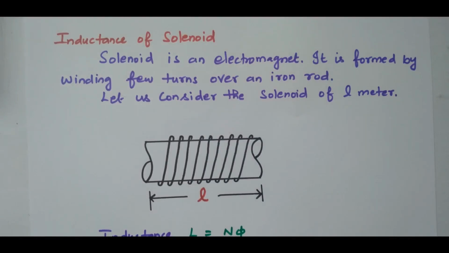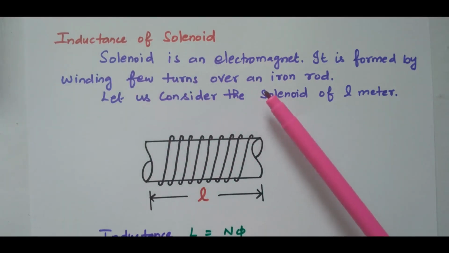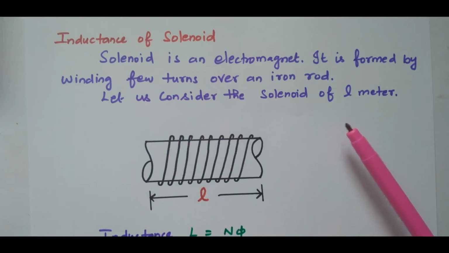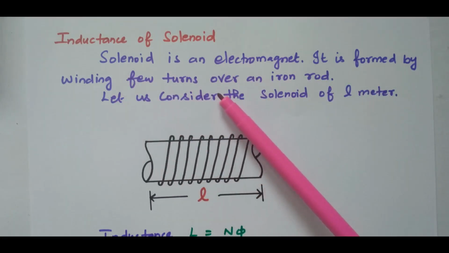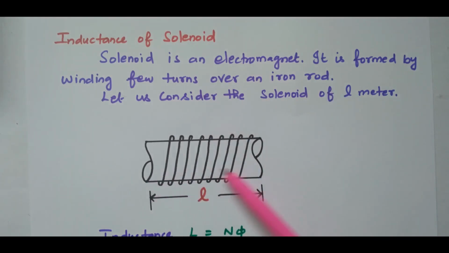Welcome viewers. In this video we'll see the inductance of solenoid and toroid followed by the problems. First we'll see the inductance of a solenoid. A solenoid is nothing but an electromagnet. One iron rod is available. Over the iron rod a coil is wound. When the current is flowing through the coil, it becomes an electromagnet. Right? So solenoid is an electromagnet. It is formed by winding a few turns over an iron rod. You refer to this diagram. So this is the iron rod over which the coils are wound. If the current is flowing through the coil, it becomes the electromagnet.